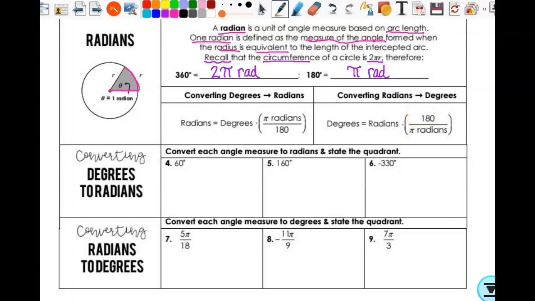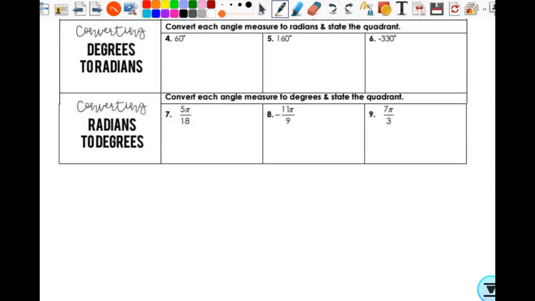So you ask yourself, if I want radians, I want to put the pi in it, so the pi goes in the numerator. If I want degrees, I want the pi out of it, so it goes in the denominator. It's not that hard to keep it straight. Okay? And then it says to convert each angle and state the quadrant. So we're actually going to state the quadrant first.